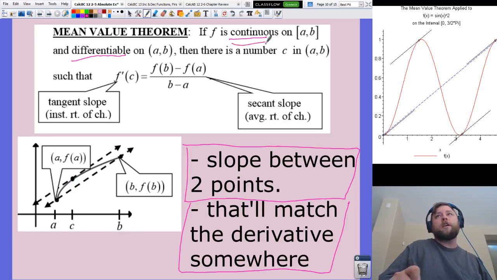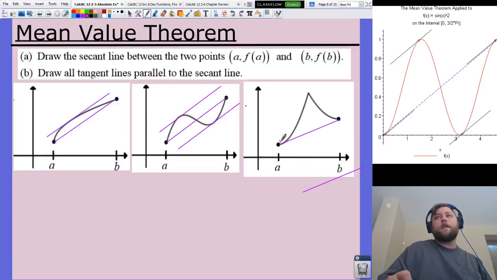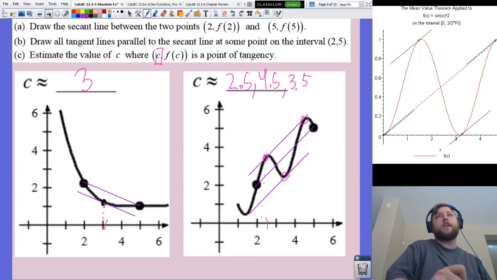Note the function has to be continuous and differentiable. If you go back to this example, it's not going to work for this function right here because it's not differentiable at that point, so it is not differentiable between a and b. These two are smooth curves, so they will be differentiable. And the same thing in these cases.